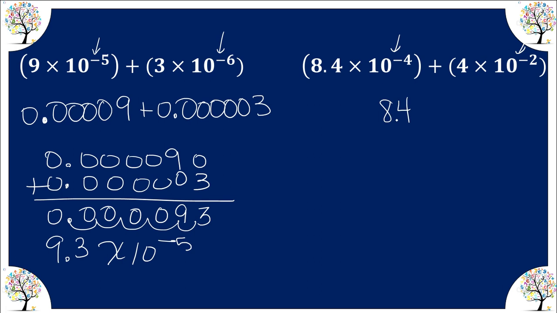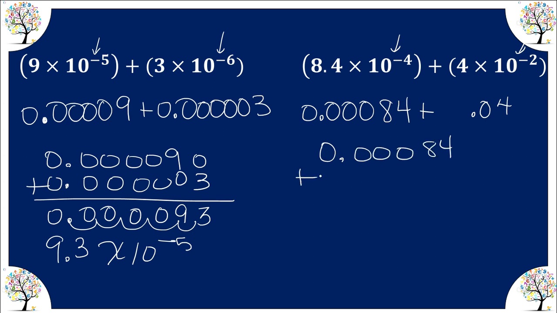Our next one, we have 8.4, so I'm going to write the 8 and the 4. The decimal was behind the 8. I'm going to move it to the left 4 times, so that's 1, 2, 3, 4. Plus, we have the 4, the decimal is behind the 4, and we're going to move it to the left 1 and 2. So we have 0.00084, and we're going to add 0.04. If you want to add in some zeros here, that is fine.